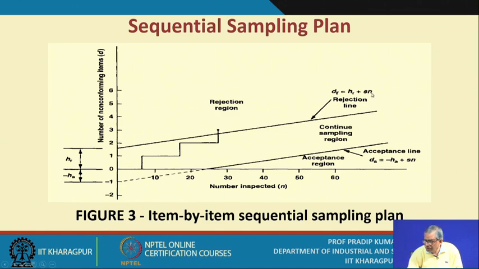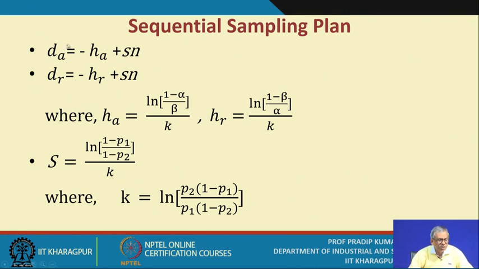n is the number of units you inspect, and what you plot is the cumulative number of non-conforming items. All these cumulative points in between lie in the continuous sampling region, and as soon as you reach the rejection region, say you have inspected around 28 units and you find 3 non-conforming units, but already you have reached the rejection region, you say that I will reject the lot. So these are the equations you have.